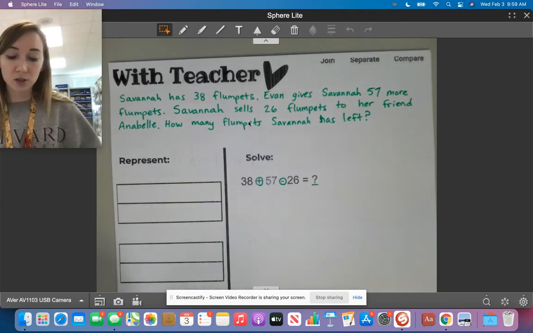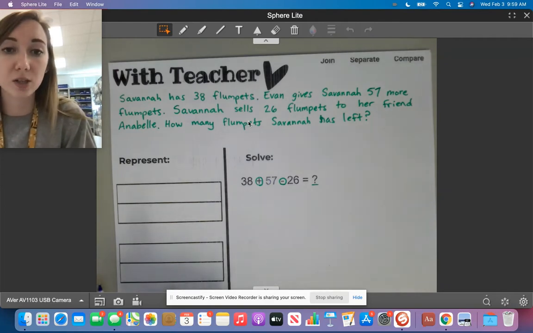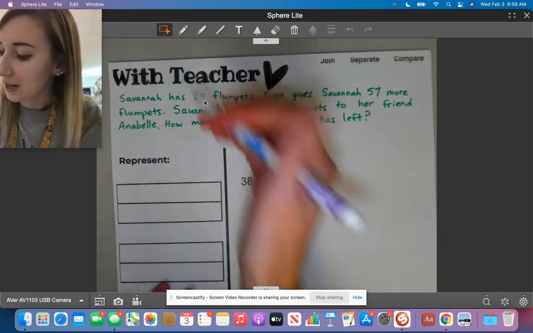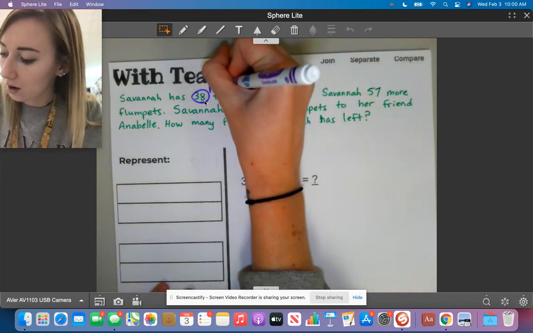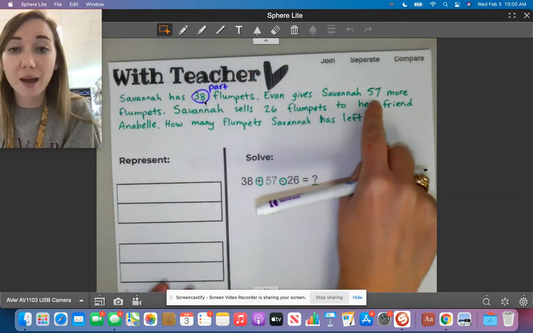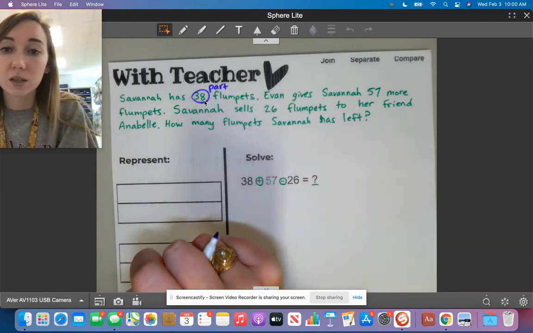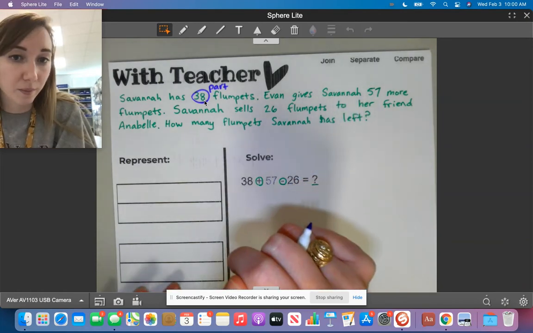So I'm going to start with Savannah has 38 flumpets. Do you think 38 is a part or a whole of the flumpets? What do y'all think? 38 is a part because you remember we are getting more from Evan. So this cannot be all of the flumpets in this problem. So Evan gives Savannah 27 more. Is that all of the flumpets in the problem?